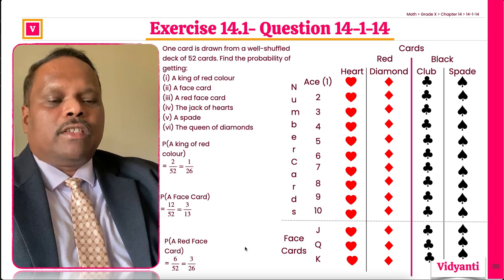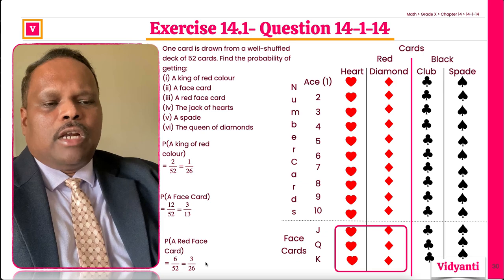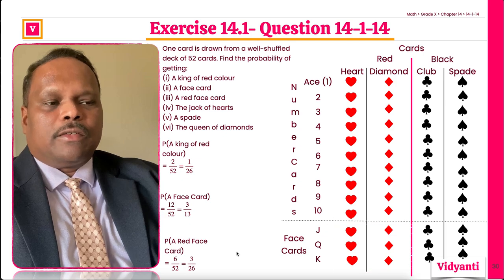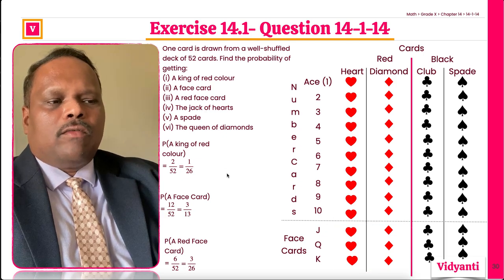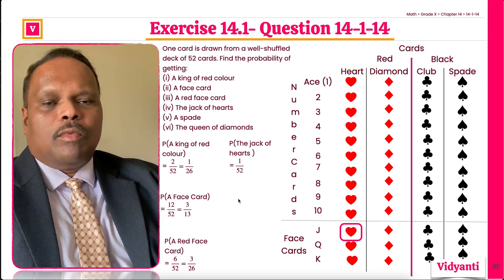A red face card. So now we are talking about face cards, but only within the red color. So that would be 6 cards out of 52. On simplification it will be 3 upon 26. Next one is jack of hearts. Well, jack of hearts there is only 1, so I will write 1 upon 52.